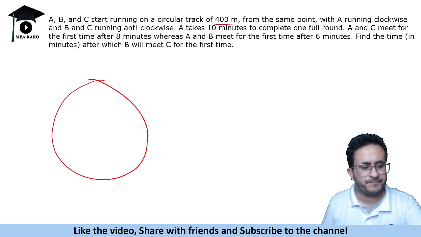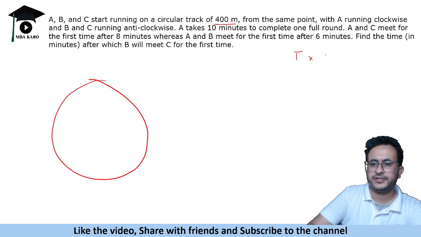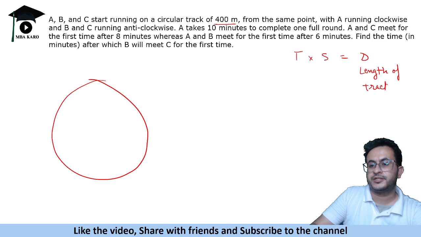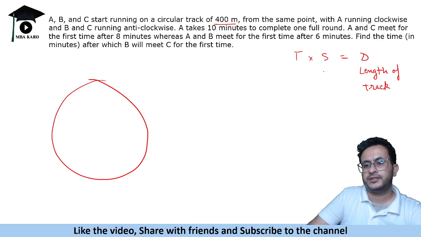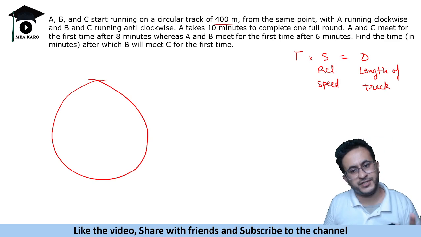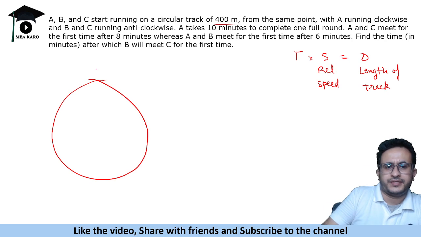So when you have a circular race, में क्या होता है, time into speed is distance, distance is the length of track, and speed is basically the relative speed. Relative speed means if they are moving in the same direction, it is the difference of speeds, and otherwise the sum of speeds. Now we have A running clockwise and B and C running anti-clockwise.